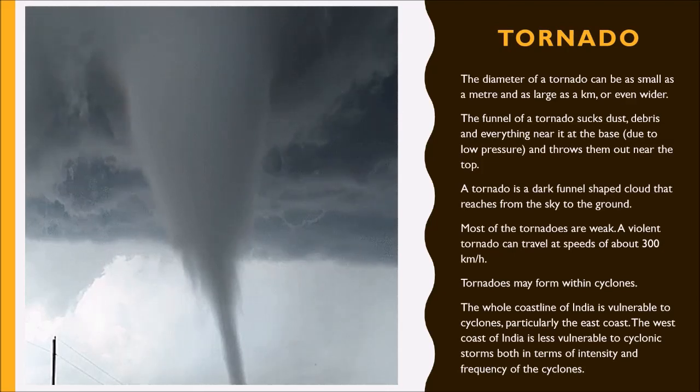Most of the tornadoes are weak. A violent tornado can travel at speeds of about 300 km per hour. Tornado may form within cyclones. The whole coastline of India is vulnerable to cyclones, particularly the east coast. The west coast of India is less vulnerable to cyclonic storms, both in terms of intensity and frequency of the cyclone.